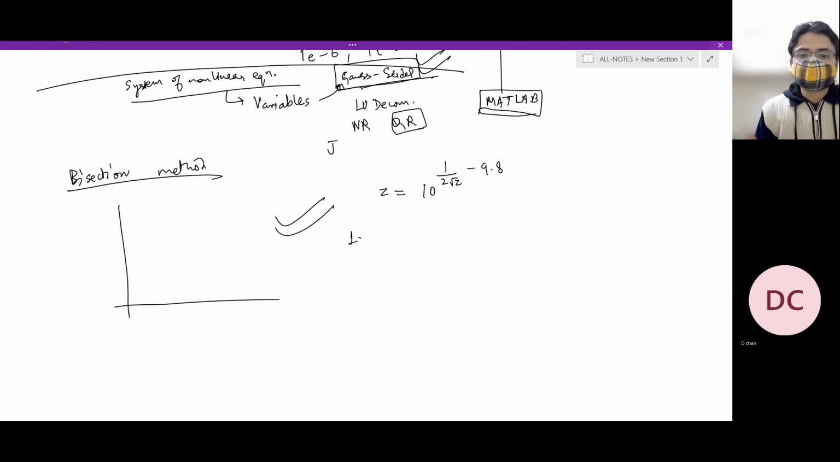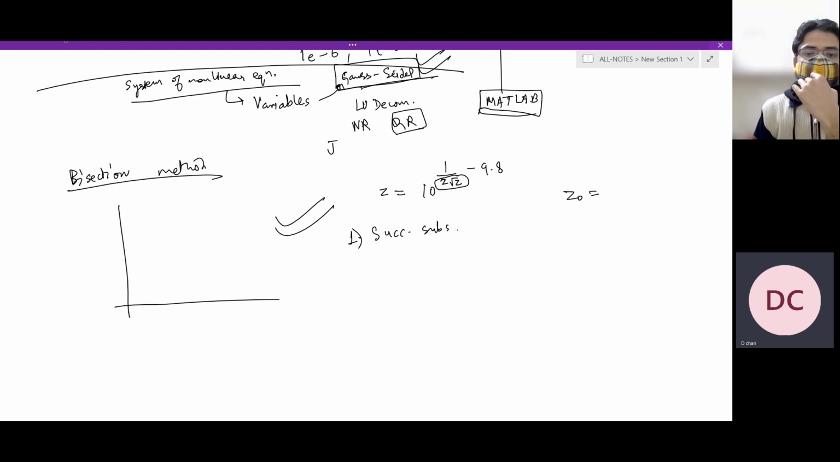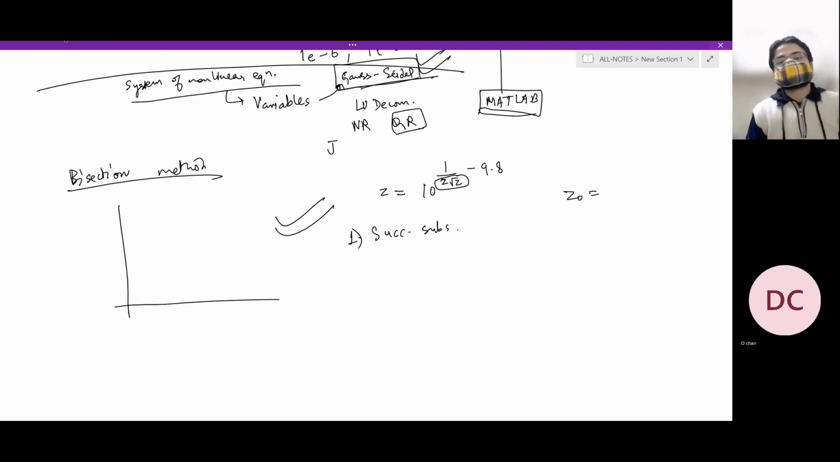So let's start with multiple methods right here. First is the successive substitution method. What do you want the initial guess to be? Do you want to suggest some value for z naught? Look, we cannot try 0 here because this part will become undefined. Yes, sir. That's why I didn't say 0, sir. I said 4, sir. Okay, so you want 4.